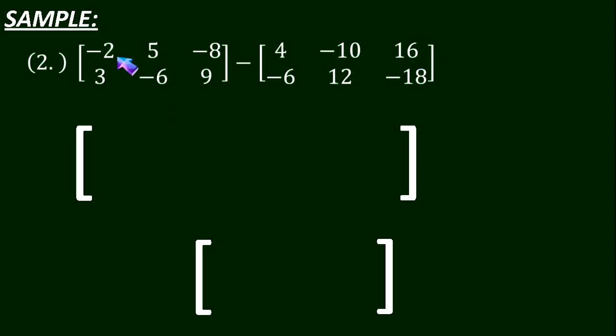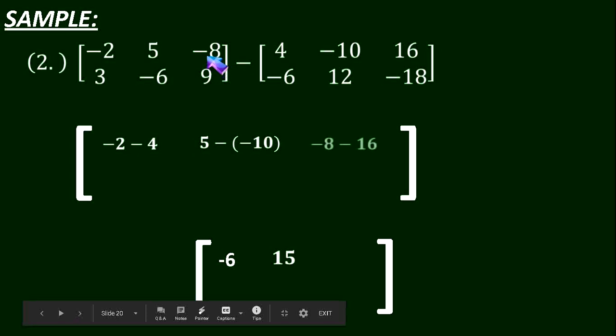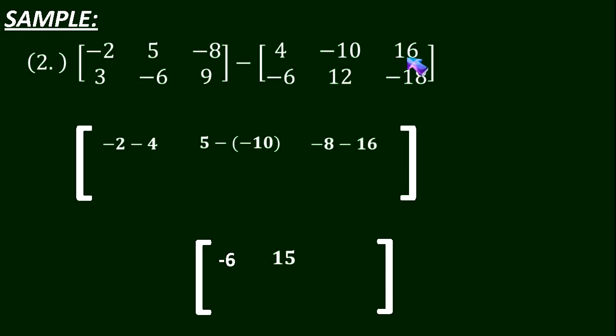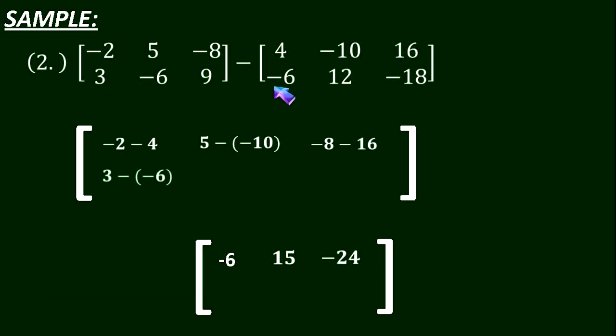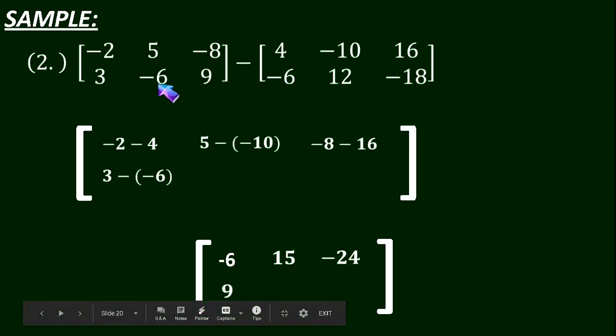And so on. So we have our first entry, negative 2 minus 4, that is equal to negative 6. Then 5 minus negative 10, that is equal to 15. Third entry, negative 18 minus 16, that is equal to negative 24. Then 3 minus negative 6, that is equal to 9. Negative 6 minus 12, that is equal to negative 18. And 9 minus negative 18, that is equal to 27.